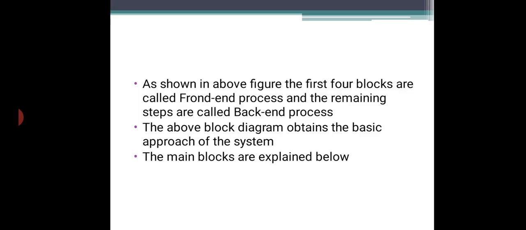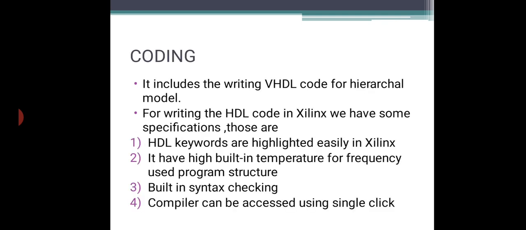So here, as shown in the above figure, the first four blocks are called the front end process and the remaining steps are called the back end process, as I have explained. So I will explain each block by block: first of all coding, compilation, simulation, synthesis, fitting, which may also be called placing or routing, and timing verification.